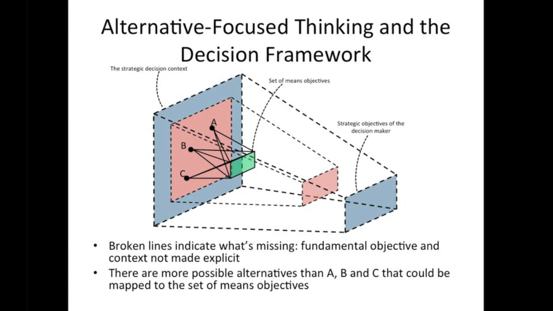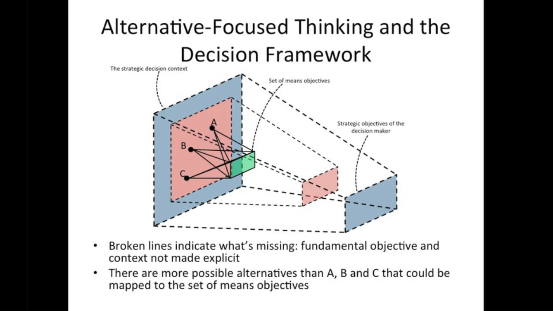Recall that in an earlier post I wrote about the opposite of value-focused thinking, and that is alternative-focused thinking. This occurs when your decision problem is driven primarily by the desire to select the best alternative among a few obvious ones, usually a status quo, a high-risk, and a low-risk alternative, or something similar. In alternative-focused thinking, there's no context. Therefore, your world is collapsed into just a narrow set of means objectives with no fundamental objectives, and to which these alternatives are mapped to these means objectives.